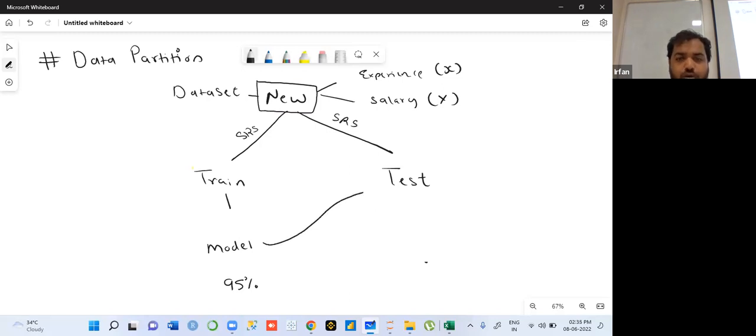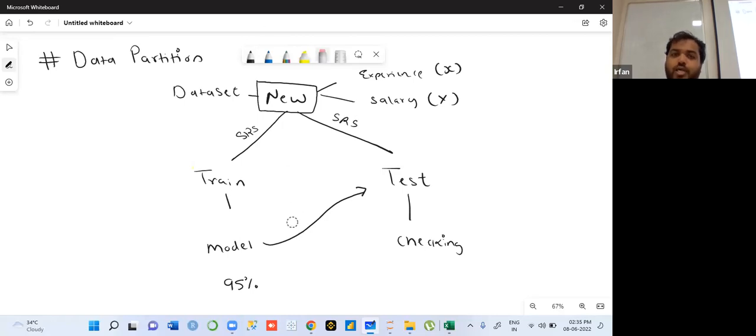So we apply the model on test, and again check the performance. If train data में 95 है, तो test में कितना होना चाहिए? 95 होना चाहिए. If it matches, can I say my model is working the same? Clear?